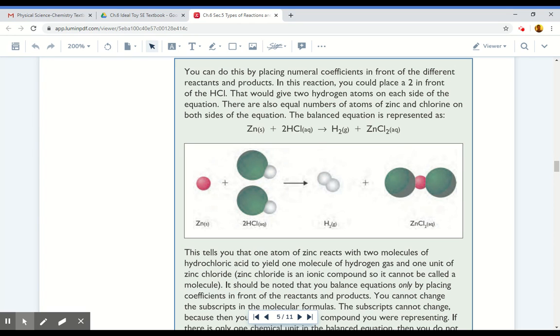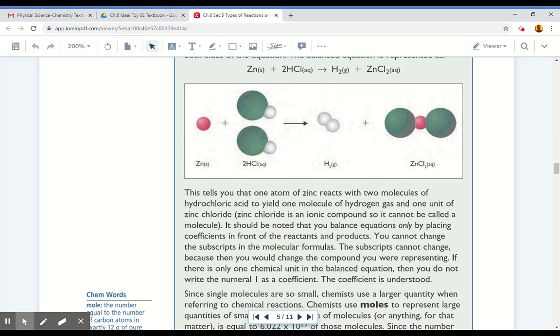Zinc chloride is an ionic compound, so it cannot be called a molecule. It should be noted that you balance equations only by placing coefficients in front of the reactants and products. You cannot change the subscripts in the molecular formulas. The subscripts cannot change because then you would change the compound you were representing. If there is only one chemical unit in the balanced equation, then you do not write the numeral 1 as a coefficient. The coefficient is understood.